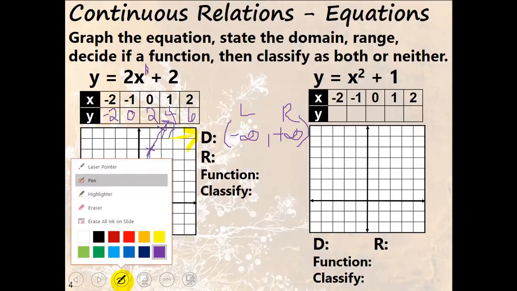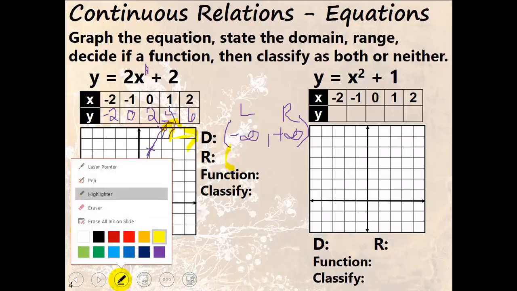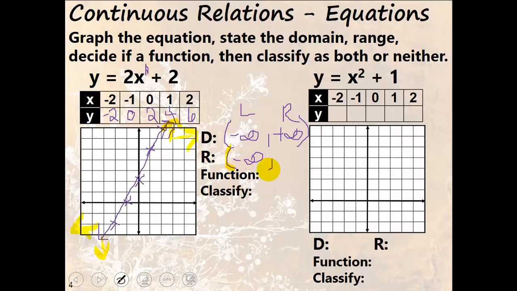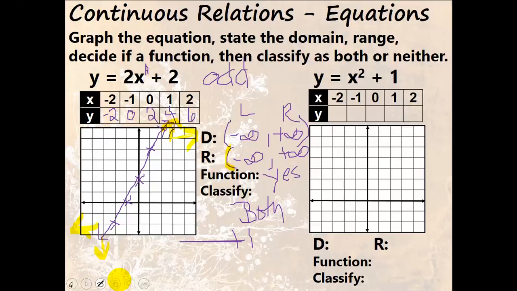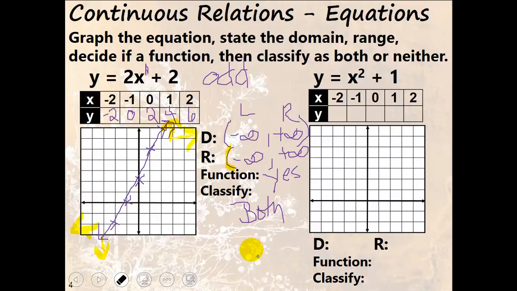Okay, it also keeps going up forever, doesn't it? Just keeps going up and then it keeps going down. So if it keeps going down forever, we say that also is negative infinity. And if it's going up forever, we say that's positive infinity. Yes, this is a function because it passes the vertical line test. And because my exponent is odd, we are both 1 to 1 and onto.